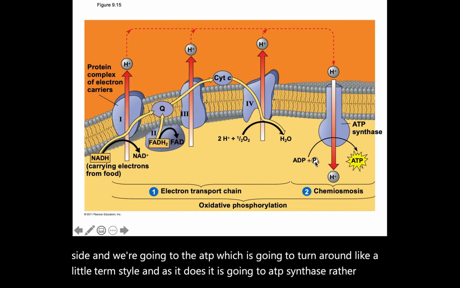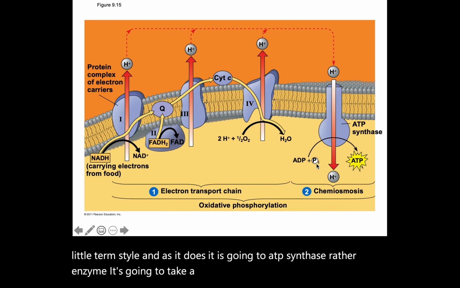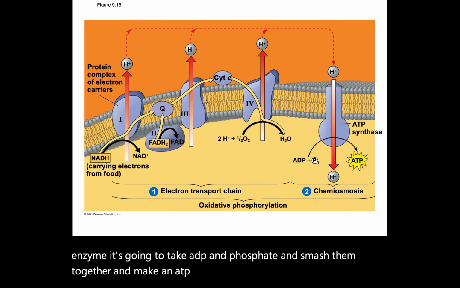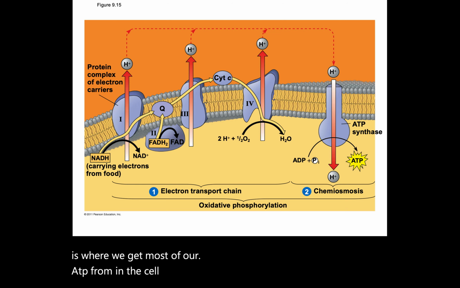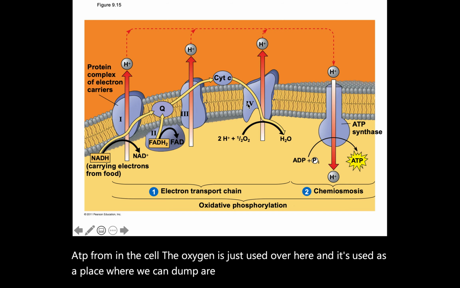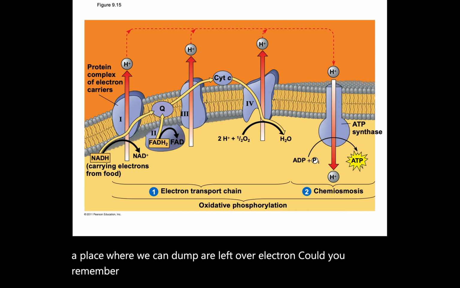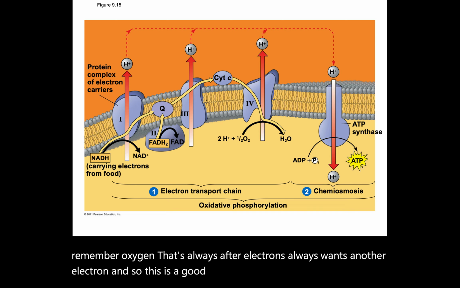It's going to take ADP and phosphate and smash them together and make an ATP molecule. And so we're going to net... This is where we get most of our ATP from in the cell. The oxygen is just used over here, and it's used as a place where we can dump our leftover electron. Because you remember oxygen is always after electrons, always wants another electron.